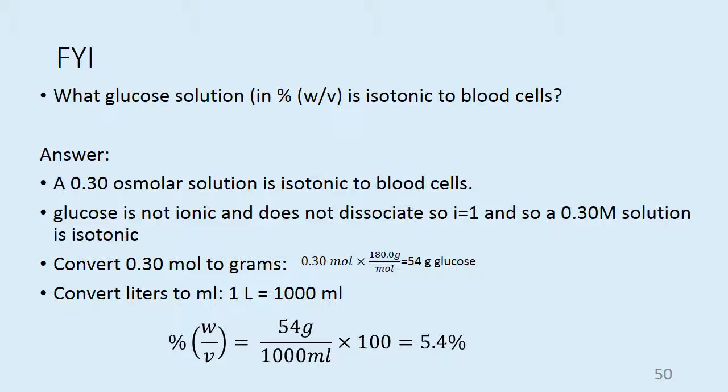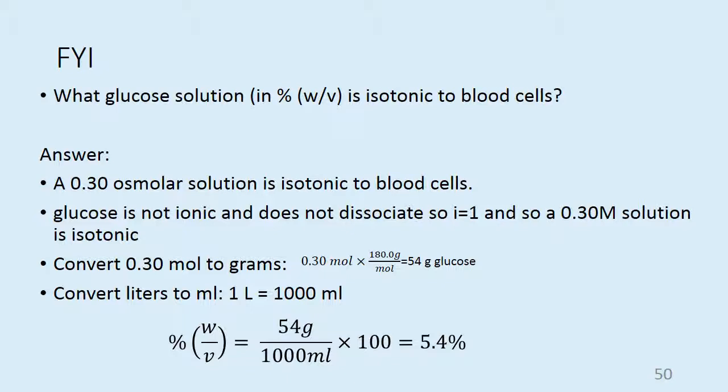So I'm going to convert 0.3 molar to percent. I'm going to take 0.3 moles and convert that to grams by multiplying by the molecular weight, 180 grams. And that's where the difference comes in, because the molecular weights of sugar and salt are different. So 0.3 moles is 54 grams of glucose. And then 1 liter is 1,000 milliliters. So to convert back to percent, we take 54 grams, the solute, divided by the solution, 1,000 milliliters, and we get a 5.4% solution.